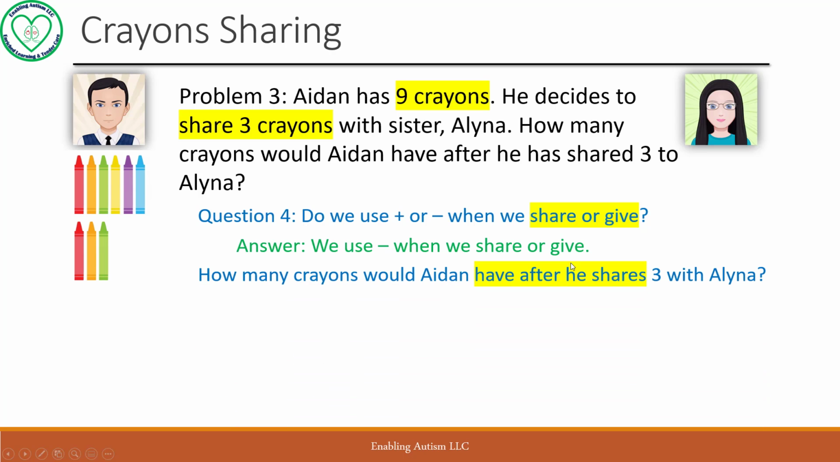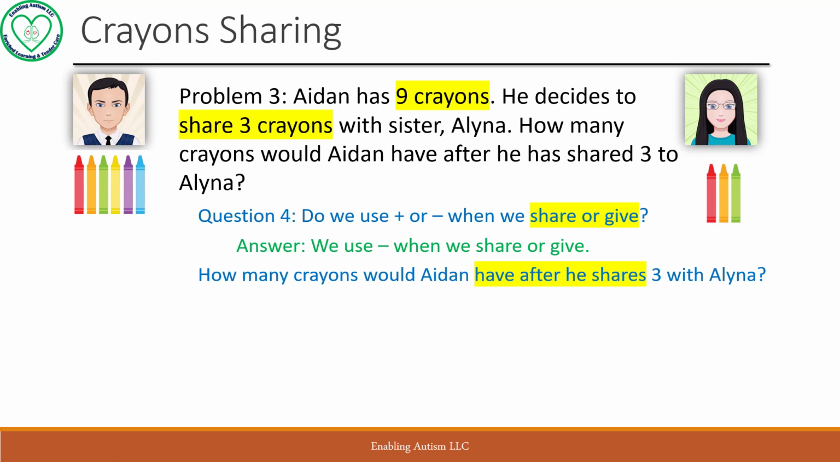Great job. Now looking at the last question, how many crayons would Aiden have after he shares 3 with Alina? If we look at 9 of Aiden's crayons and we take 3 and give it to Alina, how many does he have now? Let's count. 1, 2, 3, 4, 5, 6.